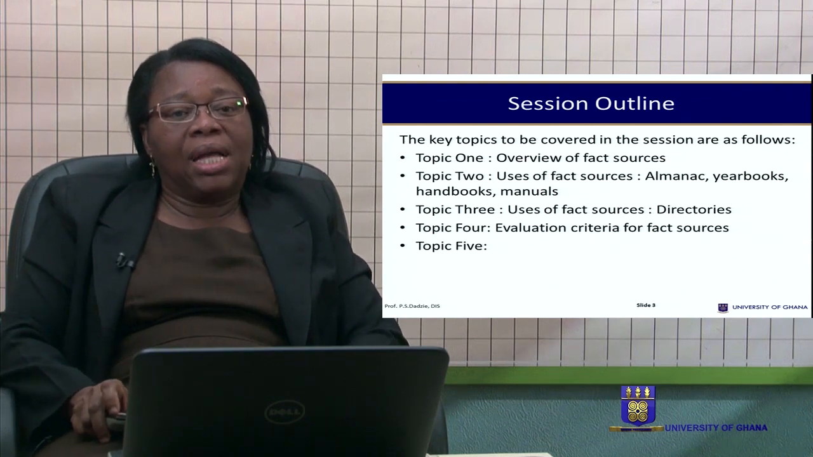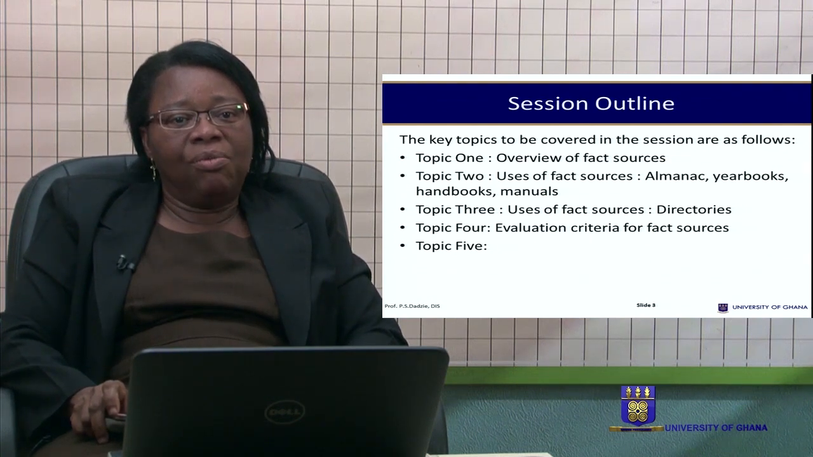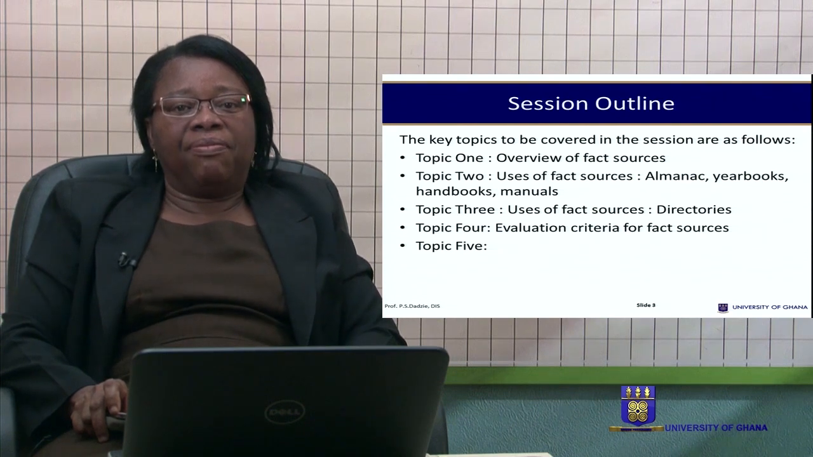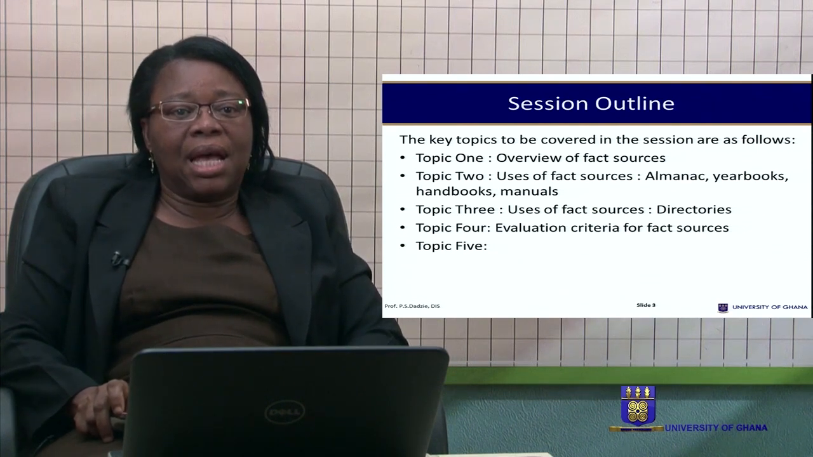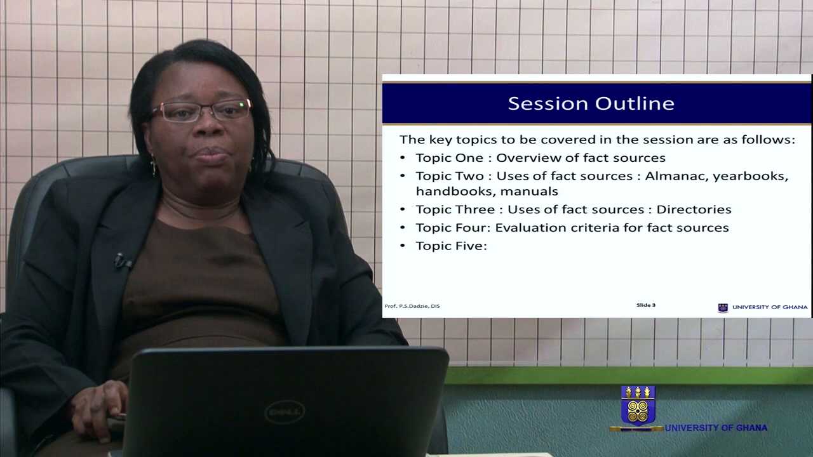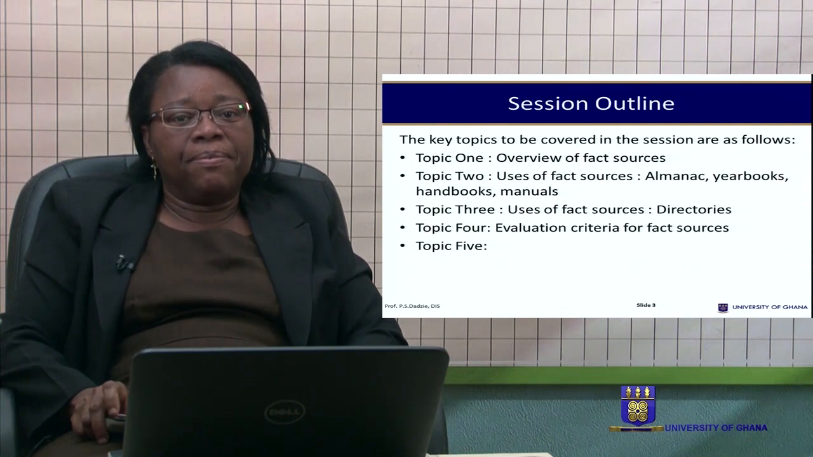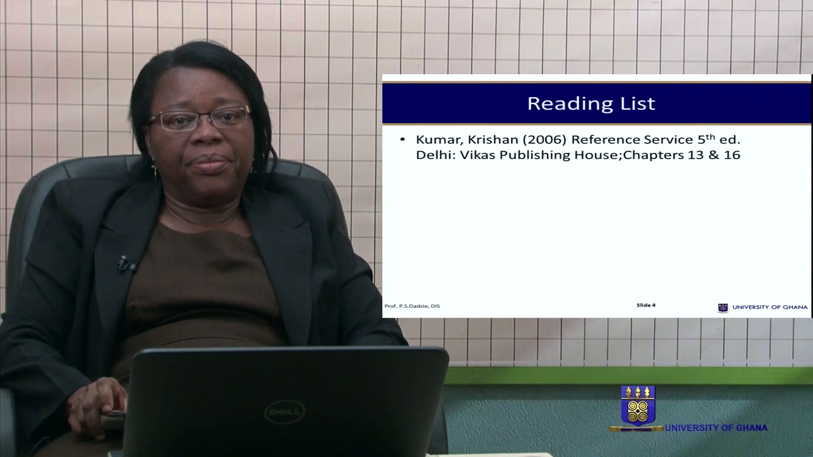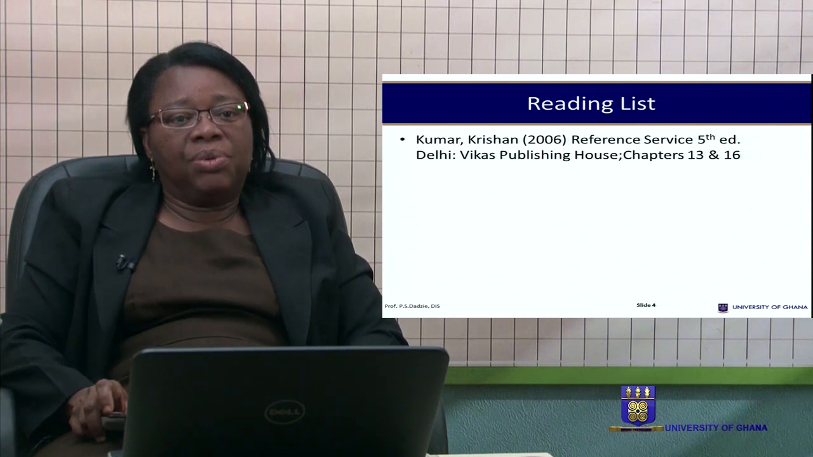So topic 1, we'll look at an overview of fact sources, what they are. Topic 2, we'll look at facts, almanacs, yearbooks, handbooks, manuals. Topic 3, we'll look at uses of fact sources, the directories, and topic 4, we'll look at the evaluation criteria. We have our reference list, which is the schema.